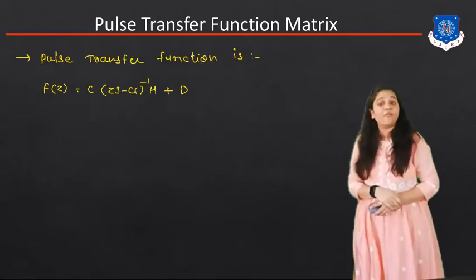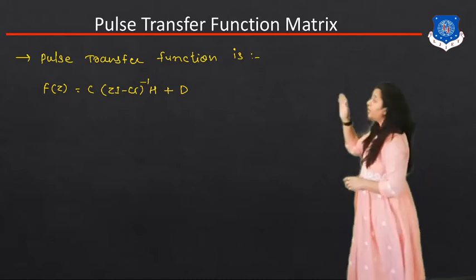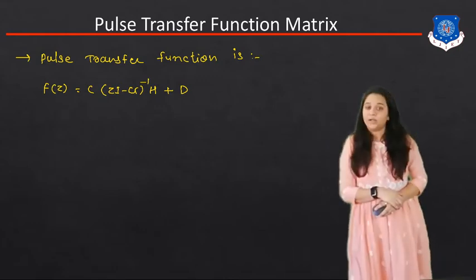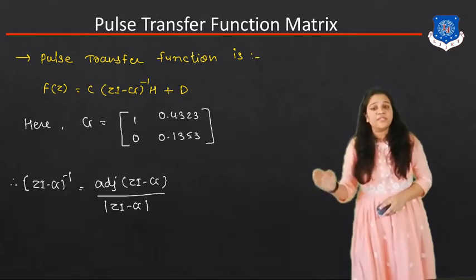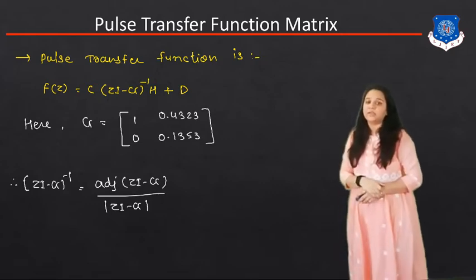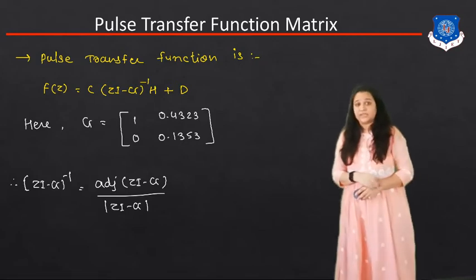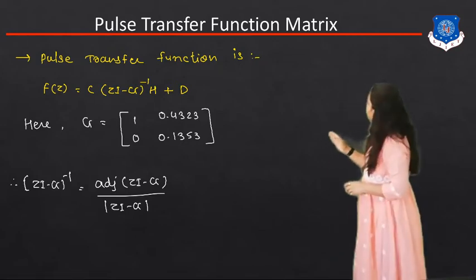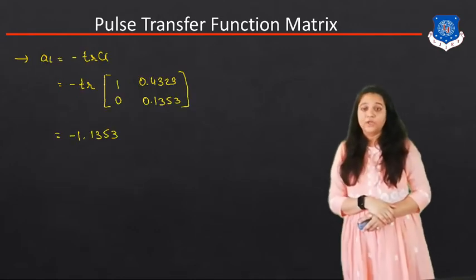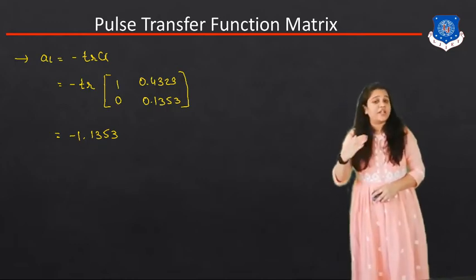So first of all we have to write down the pulse transfer function equation. It is nothing but G(z) = C (zI - G)^(-1) H + D. Okay, so put the value of G = [1, 0.4323; 0, 0.1353], and then we have to find (zI - G) inverse, which is equal to the adjoint of (zI - G) upon |zI - G|. So first of all we have to find the values of a1, a2, a3, then H1, H2, H3.